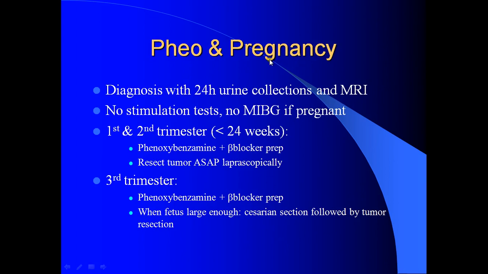Okay, what happens if this is happening in pregnancy? A 24-hour urinary collection and MRI need to be done. You cannot do a CT scan if the patient is pregnant because of the radiation. No stimulation test, no MIBG. In the first and second trimester, less than 24 weeks, give phenoxybenzamine plus beta blockers and resect the tumor as soon as possible, laparoscopically. In the third trimester, give phenoxybenzamine and beta blockers, and if the fetus is large enough, do a cesarean section and at the same time you can resect the tumor.